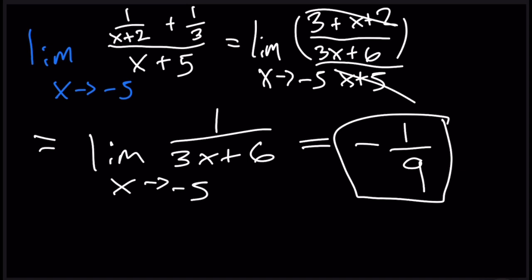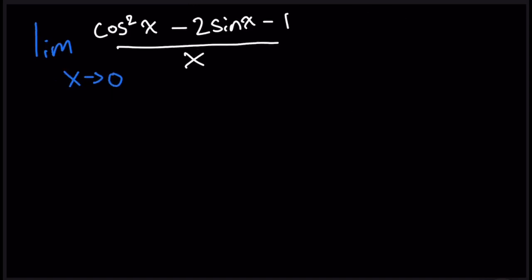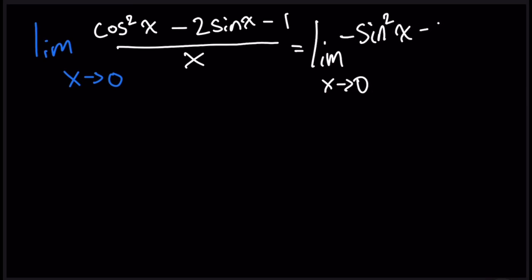All right, moving on, we have a limit involving trig, which will be the limit as x approaches 0 of cosine squared x minus 2 sine x minus 1 all over x. And we can see that there's both a cosine and a sine, and we're going to want to get rid of one of these. And I'd say the easiest one to get rid of is this cosine. We can set cosine squared x equal to 1 minus sine squared x, such that this limit can be rewritten as the limit as x approaches 0 of negative sine squared x minus 2 sine x all over x.